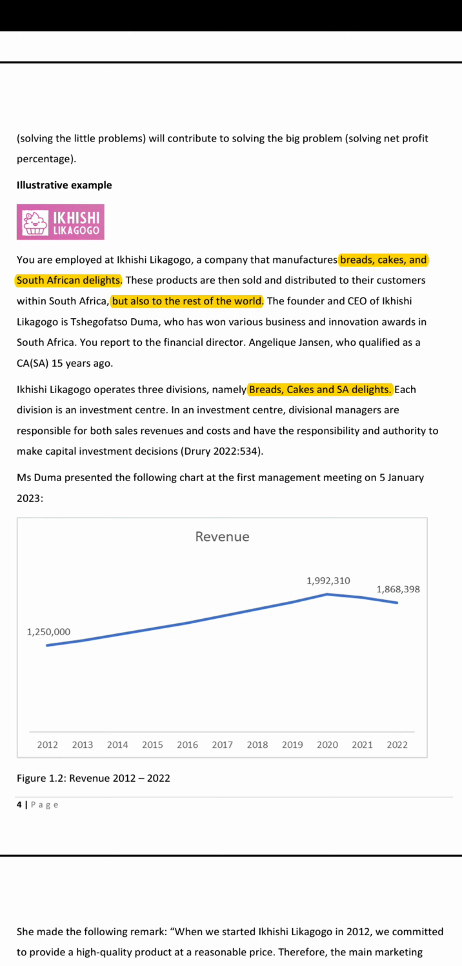Okay, so continuing again, in an investment center, divisional managers are responsible for both sales and revenues and costs, and they have reasonable authority to make capital investment decisions. So I'd say that you guys were fortunate in this regard, where the lecturer did include this inside your illustrative, for example, or case study. But it is something that you should know.